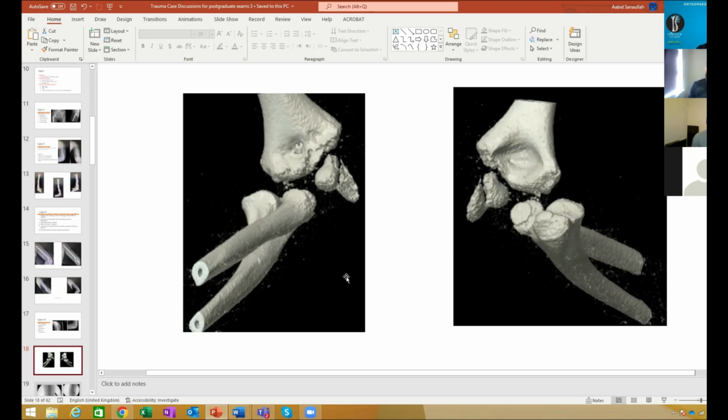So we can use two. So there are two separate fragments. So two screws in the capitulum fragment, which can be headless screws, and then another screw in the lateral epicondyle fragment.